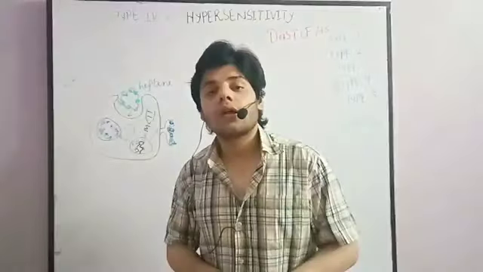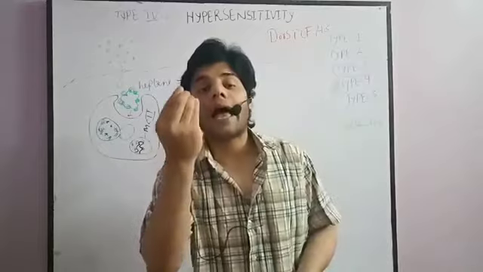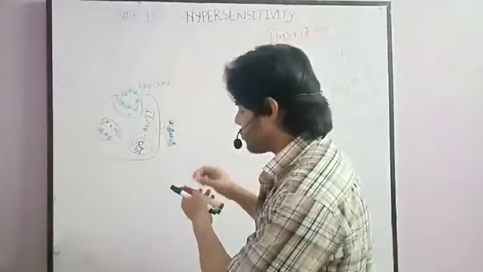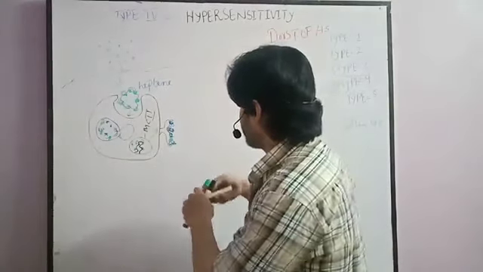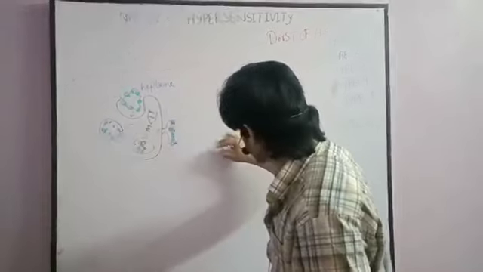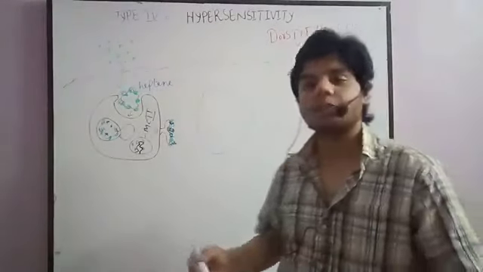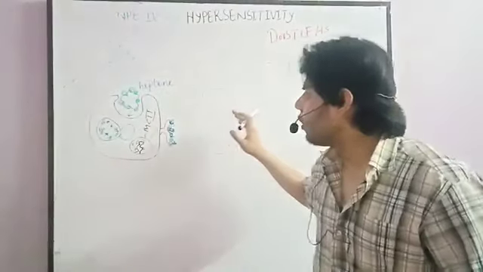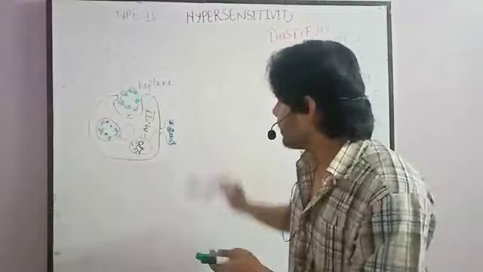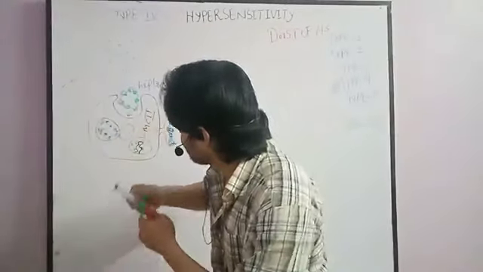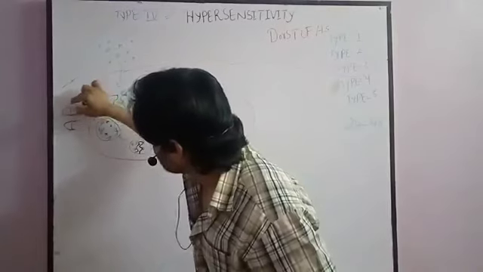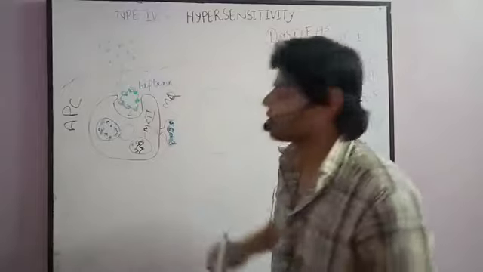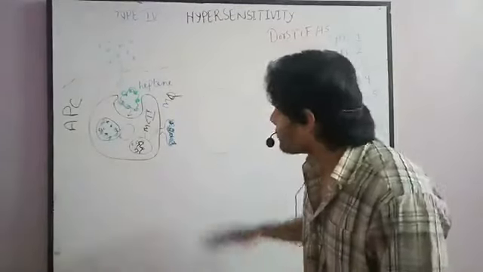Due to this, they will call upon other cells, meaning helper T cells. So after that, the helper T cell will also come here. Let me draw the helper T cell with this blue marker. Let's suppose this is the helper T cell. Now this helper T cell will come closer to the antigen presenting cell. Let me write here, this is the antigen presenting cell.